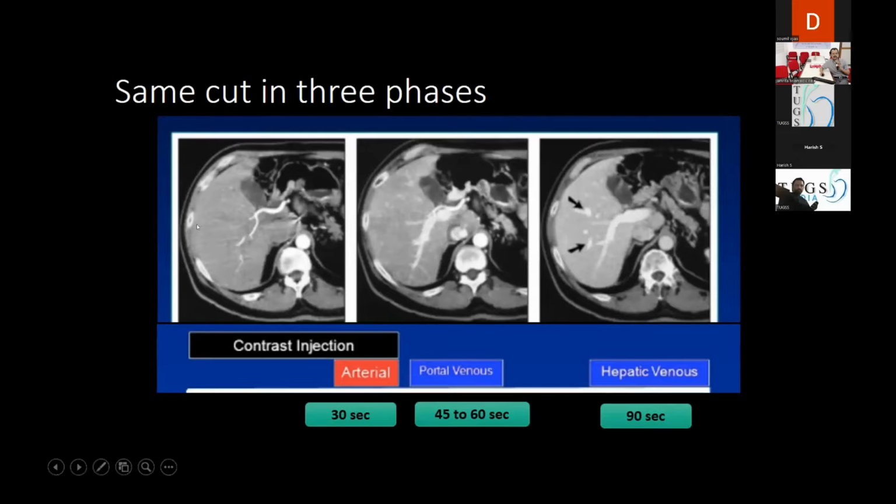in the arterial phase. Now that's the portal venous phase at 45 to 60 seconds, which shows the posterior sectoral branch of the portal vein. And at 90 seconds, you can see the portal vein as well as the hepatic veins. So you can identify the particular tumors based on the phasing of the CT, and the phasing is usually done in these 3 phases: an early arterial, a portal venous, and a hepatic venous phase.